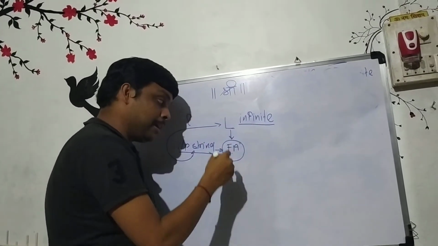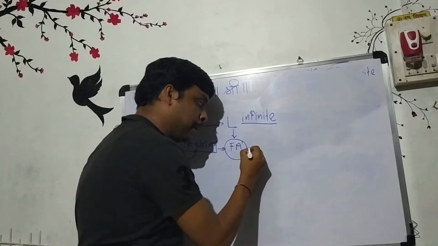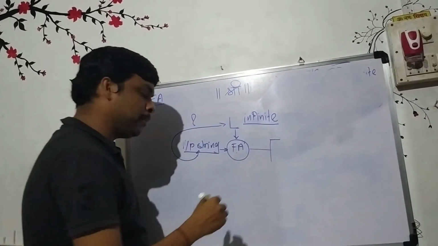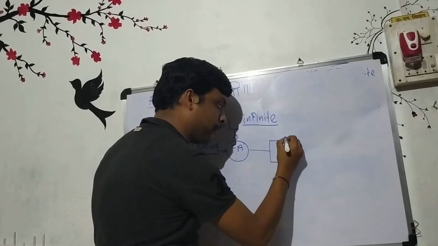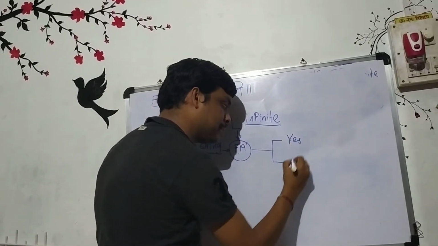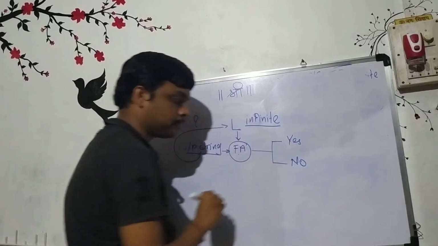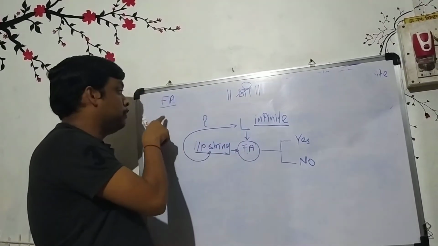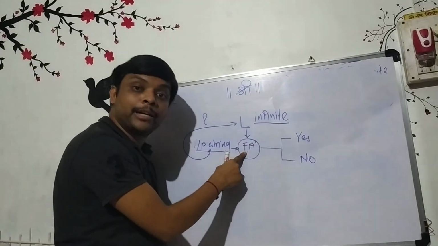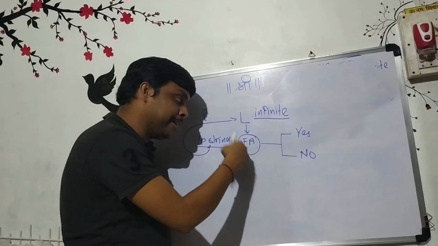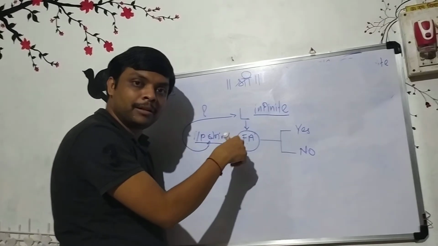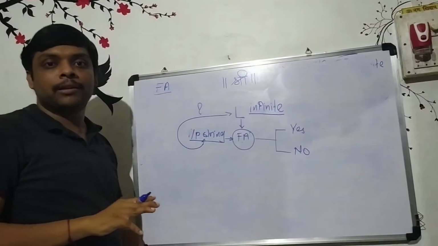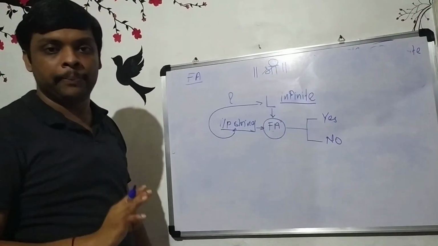And what will be the output given by the finite automata? Finite automata will give output in this form, either yes or no. Now see, in the name itself, which term have they used? Finite automata. It means whatever finite automata we consider, it will be finite only, not infinite. So that finite automata we can easily store in a finite memory of a computer.